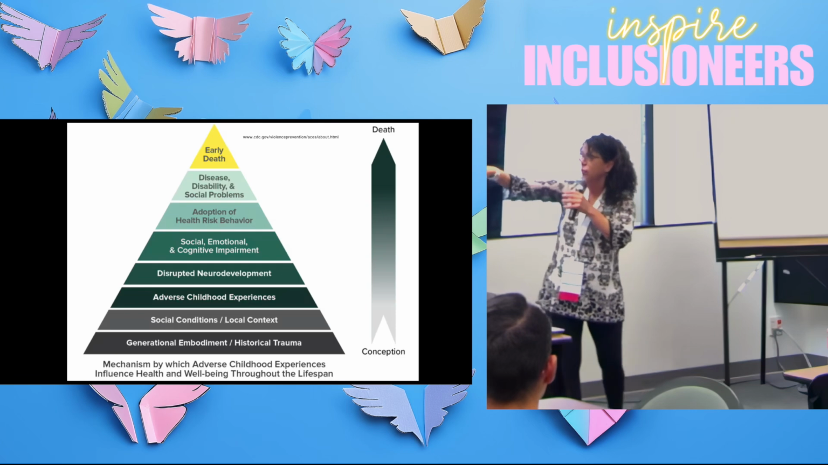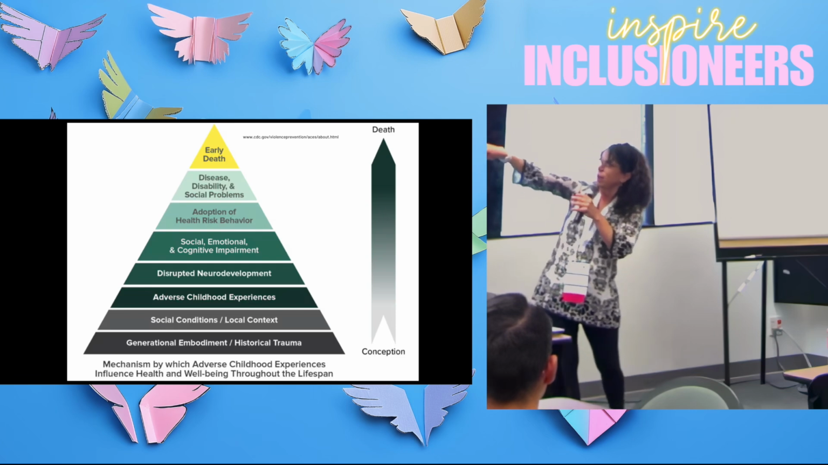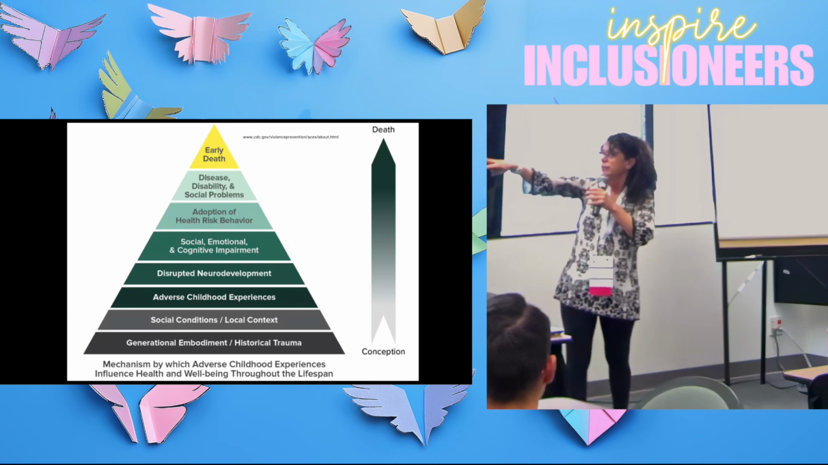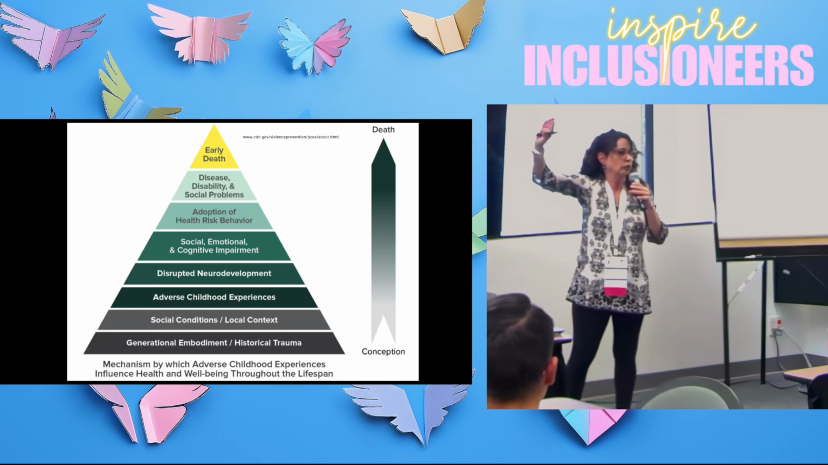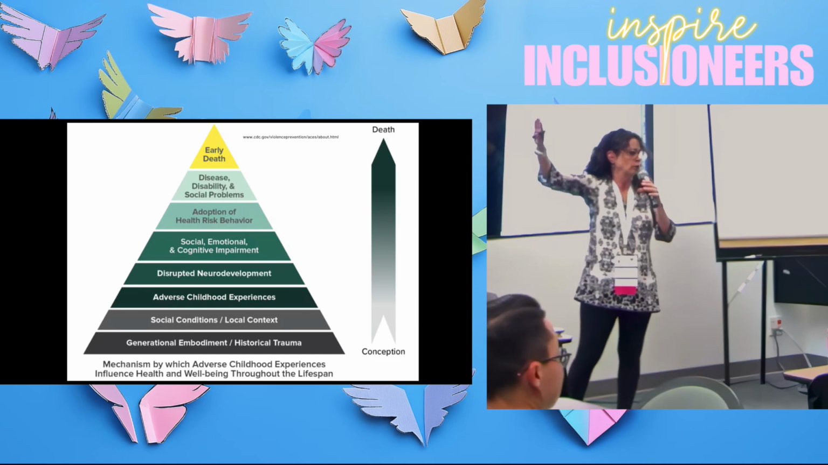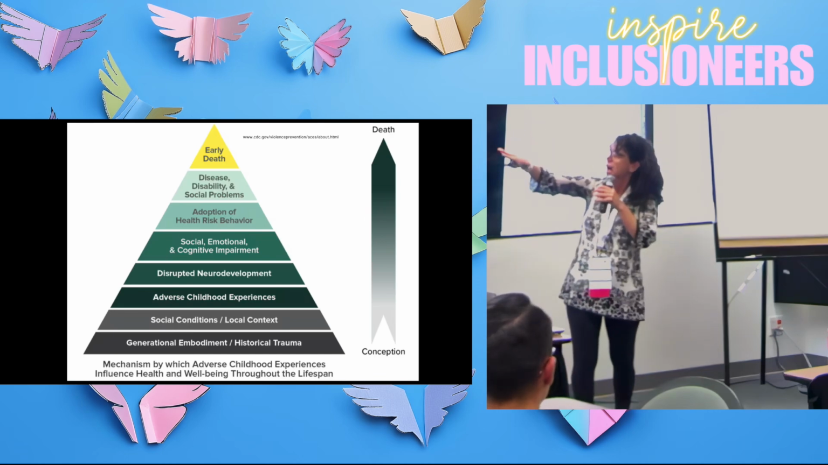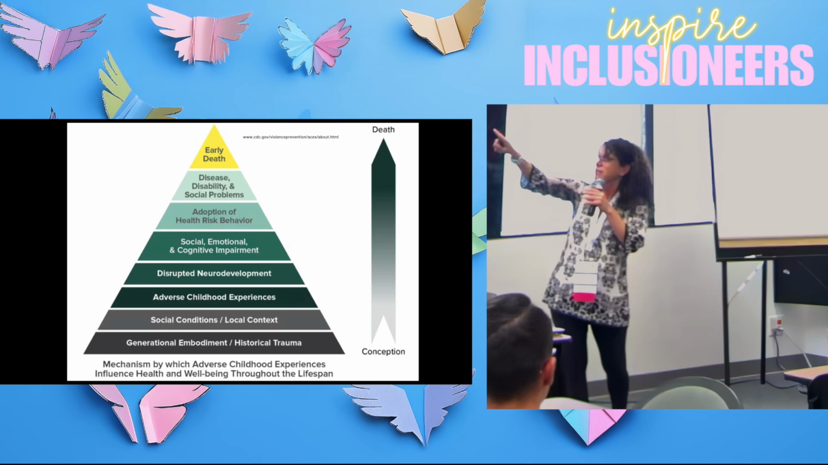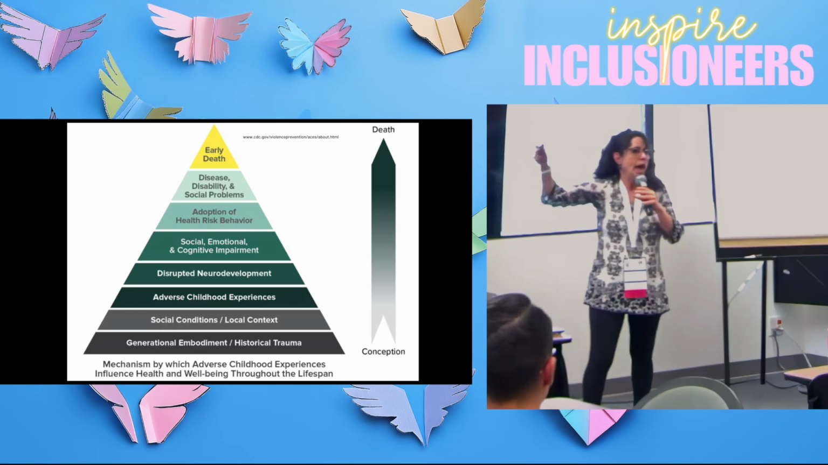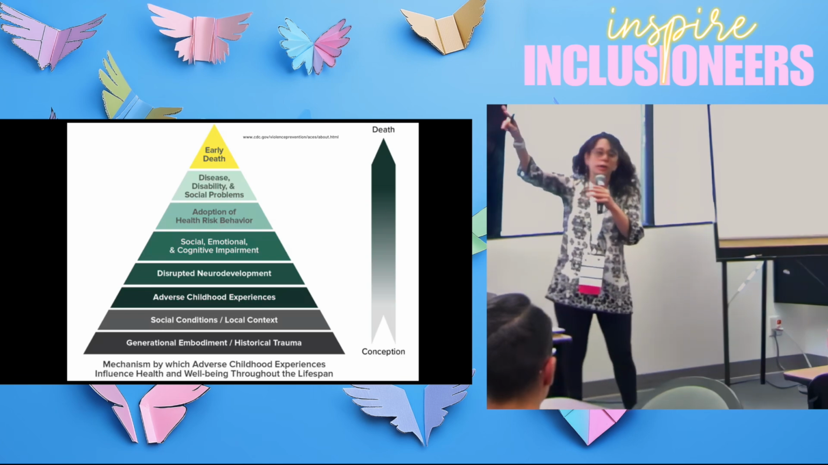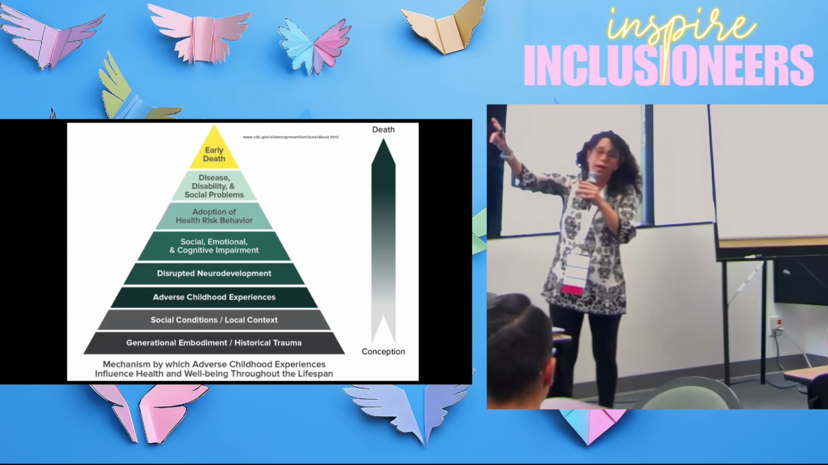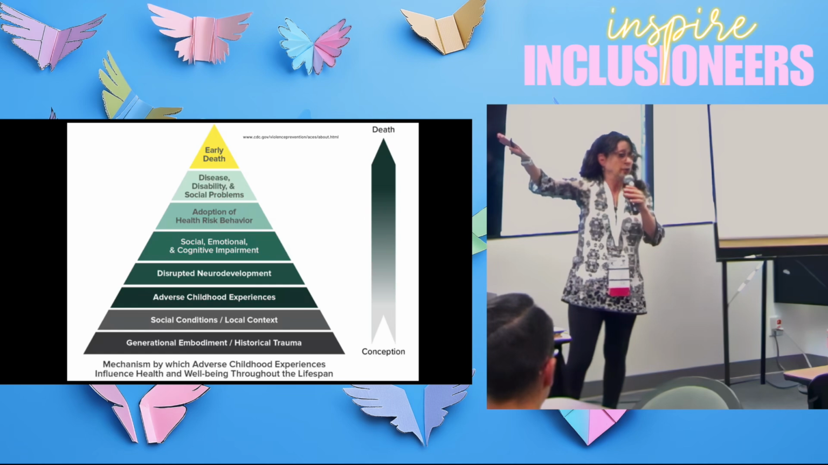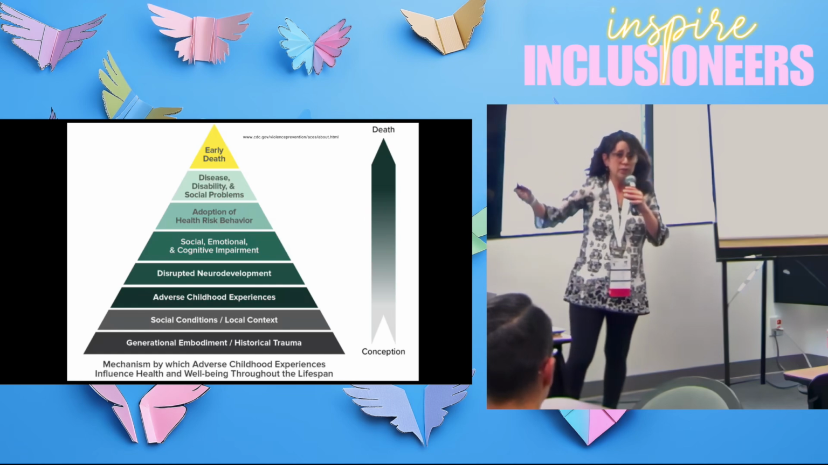This impacts your social, emotional, and neurodevelopmental development, and causes people to develop high-risk behaviors such as smoking, drug abuse, risky behaviors, and exacerbates disease, disability, and social problems. And if you have a high enough ACE score, the chances are you will die early. The chances are if you have a high enough ACE score, you'll get cancer or diabetes or heart disease. So it's pretty serious.